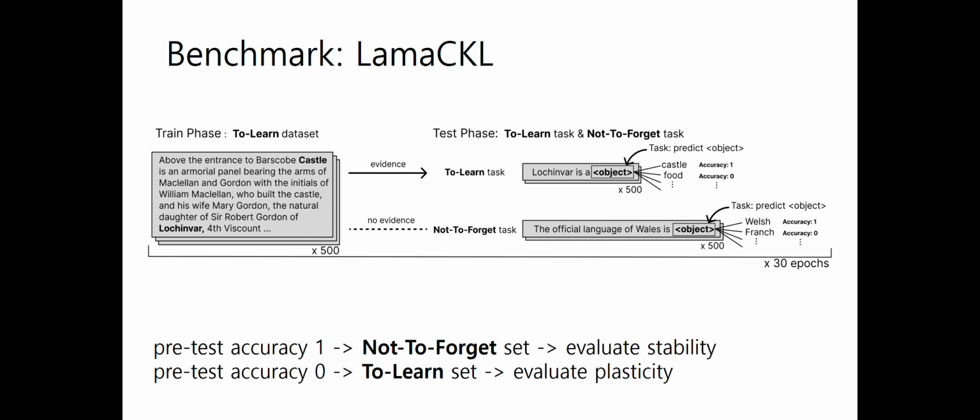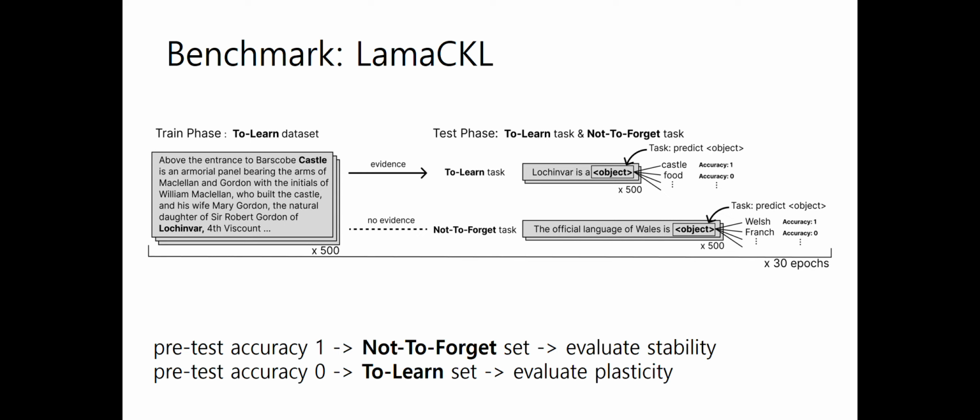We mainly test on a dataset we proposed called LAMA-CKL, and I will introduce it briefly. This dataset contains instances that consist of a document, a question, and a label. The document is extracted from Wikipedia, and the question is a query that can be answered with a short entity name using the information in the paired document. The instances are split into training data and test data.